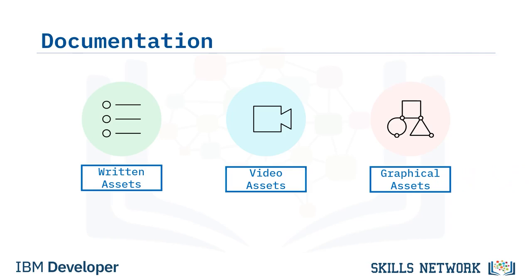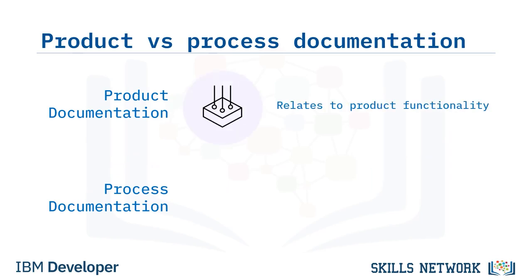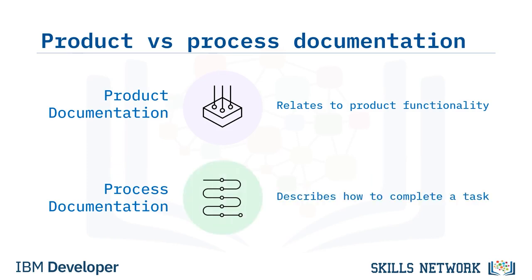Software documentation can be written for different types of audiences, such as end users, software developers, QA engineers, system administrators, and other stakeholders. Documentation can be divided into two categories, product and process. Product documentation relates to the product's functionality, whereas process documentation describes how to complete a task. Process documentation should provide the requirements for the quality implementation of a business process.